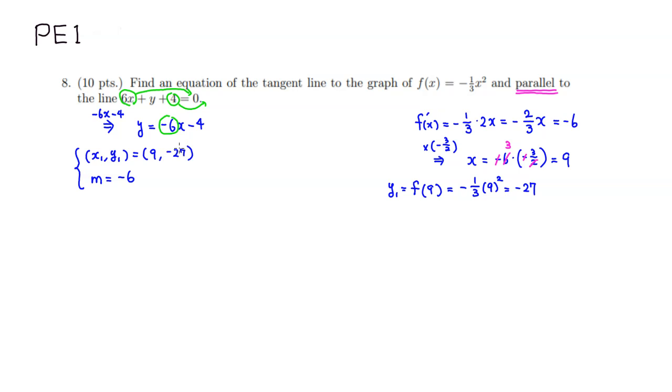Then we can find the equation by point-slope form. y minus y1, where y1 is negative 27, so it's going to be y plus 27, is equal to the slope, negative 6, times the quantity x minus x1. x1 is 9. So this is the equation of the tangent line we're looking for. That's it. I hope that this was clear.